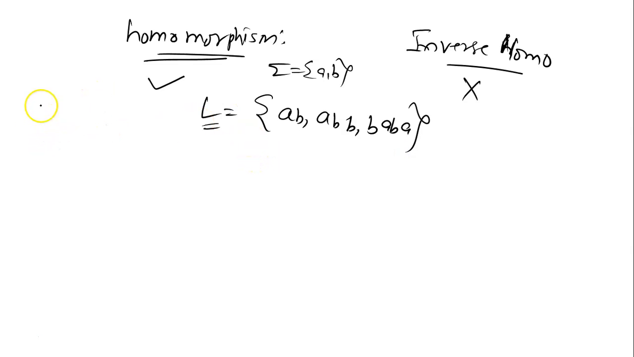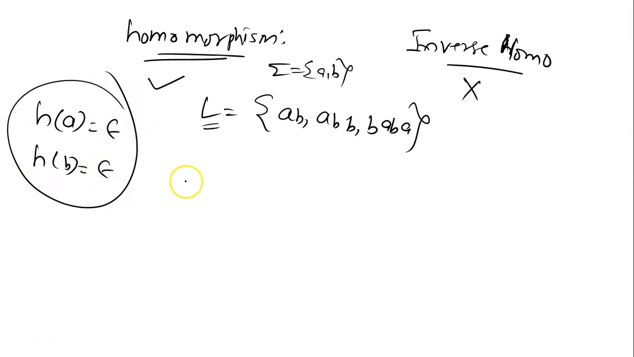Now assume you have a homomorphism. Consider this homomorphism: h(a) is epsilon and h(b) is also epsilon. So in this homomorphism, the homomorphism of a is epsilon, and the homomorphism of b is epsilon. So what will be the homomorphism of language L?